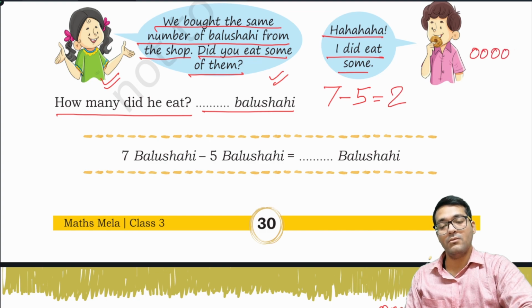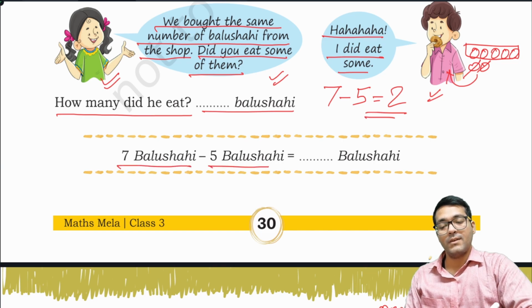1, 2, 3, 4, 5, 6, 7. And after eating 5 are left. That means these are left. That means 2 have been eaten by Chirag. 7 Balushahi minus 5 Balushahi is equal to 2 Balushahi.